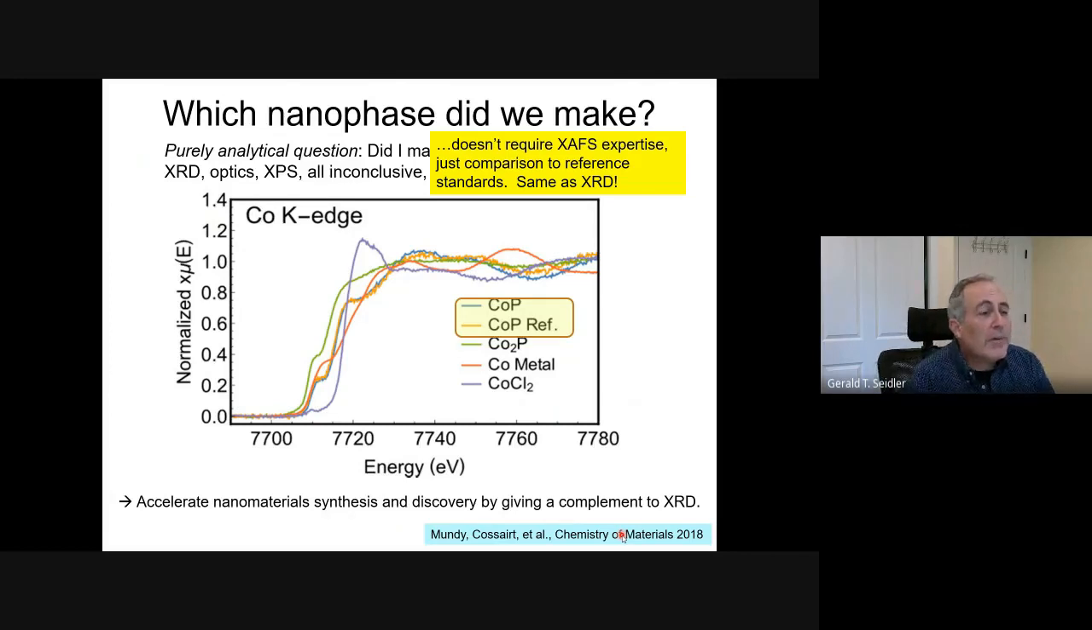A lot of you have probably done X-ray diffraction, and you know that an awful lot of what you do, say with powder diffraction, is looking at the peaks and just asking where they are and looking them up in a database. Well, this is kind of similar. You're just doing comparison to reference standards, and it doesn't take deep expertise, just some patience.